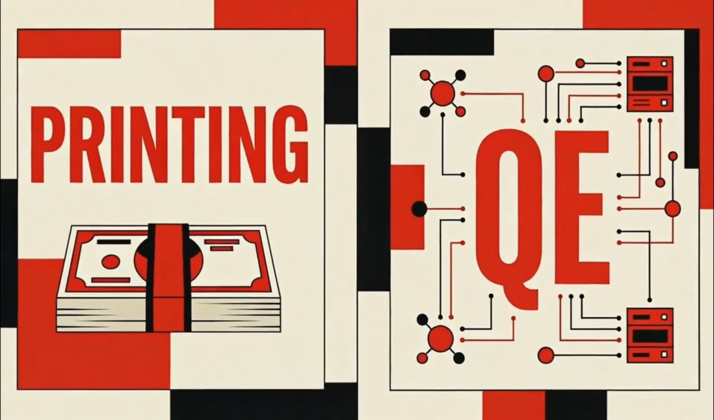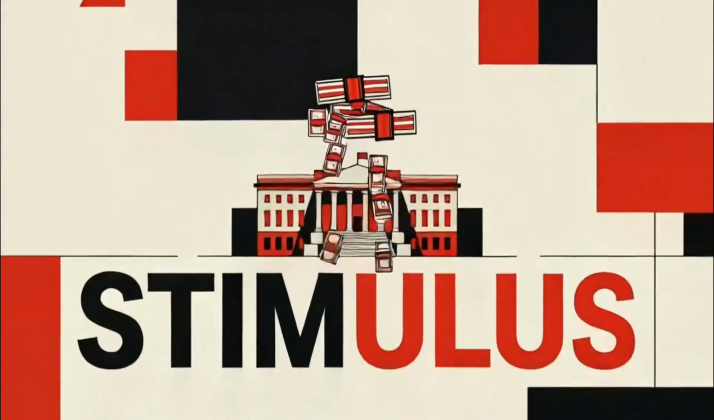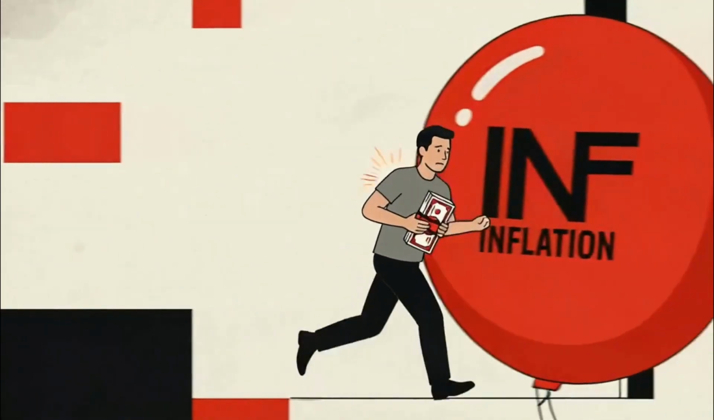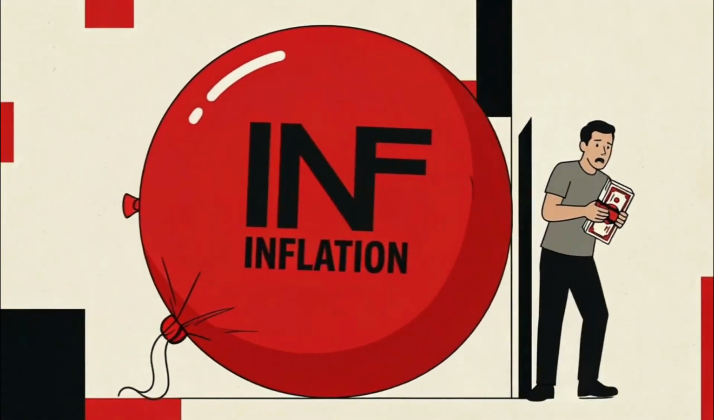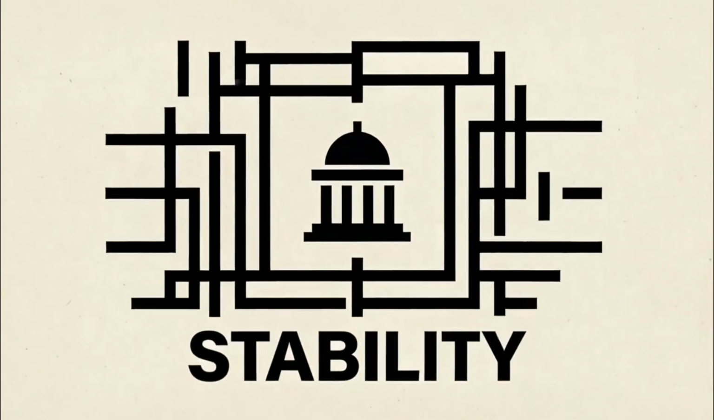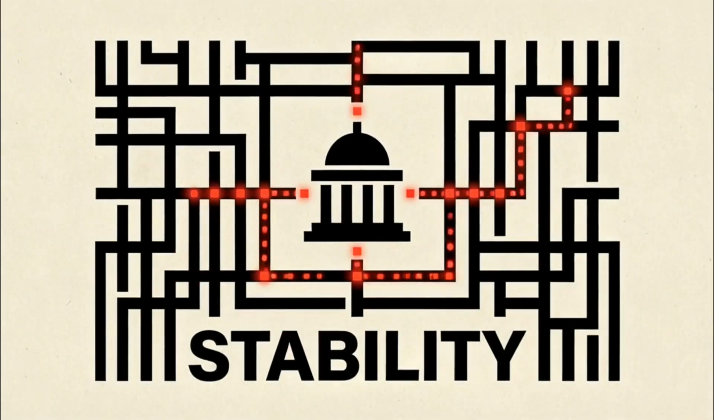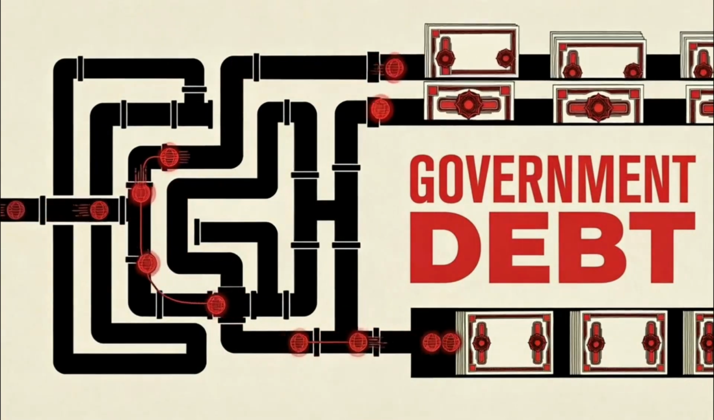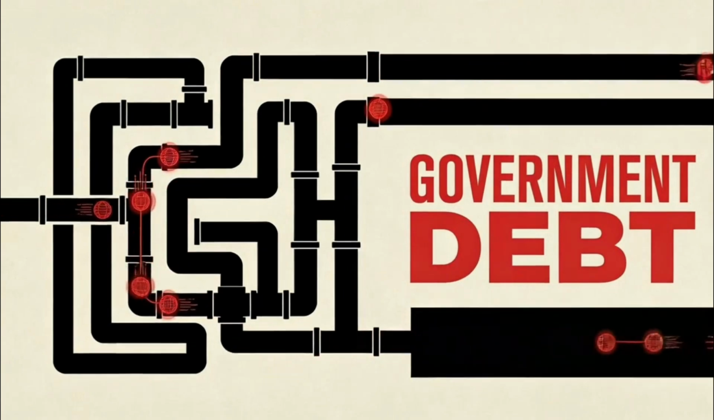Now let's clear the confusion. Money printing versus quantitative easing. Money printing is simple. The government creates money and spends it directly into the economy. People receive money immediately. This can lead to high inflation risk. Quantitative easing is different. The central bank creates money. It buys bonds from banks. And the money enters the financial system first. It is indirect and controlled.